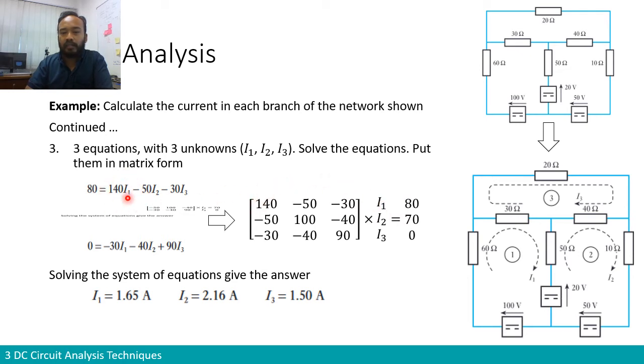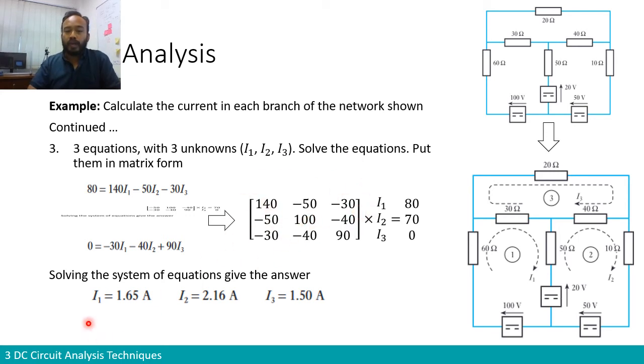So you can find 140 I1 minus 50 multiplied by I2, minus 50 I2, minus 30 multiplied by I3, minus 30 multiplied by I3. So from this, you transform it into a matrix. I really suggest you do so to make it very clear when you try to solve it using a computer program or your calculator.